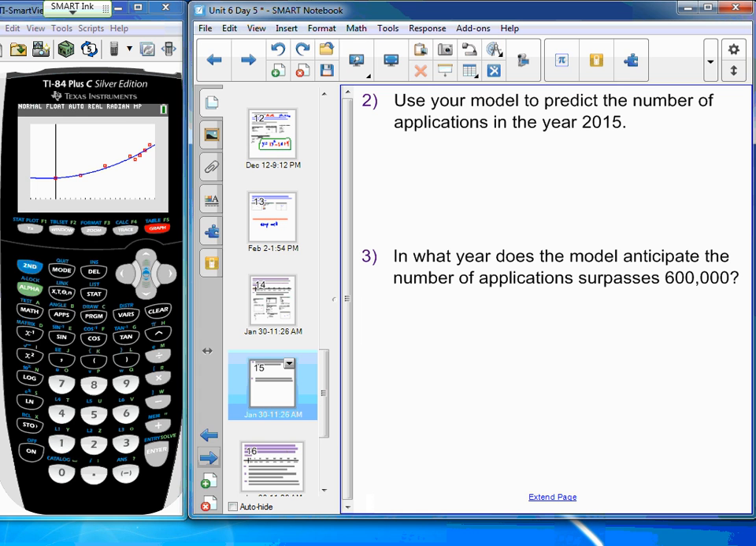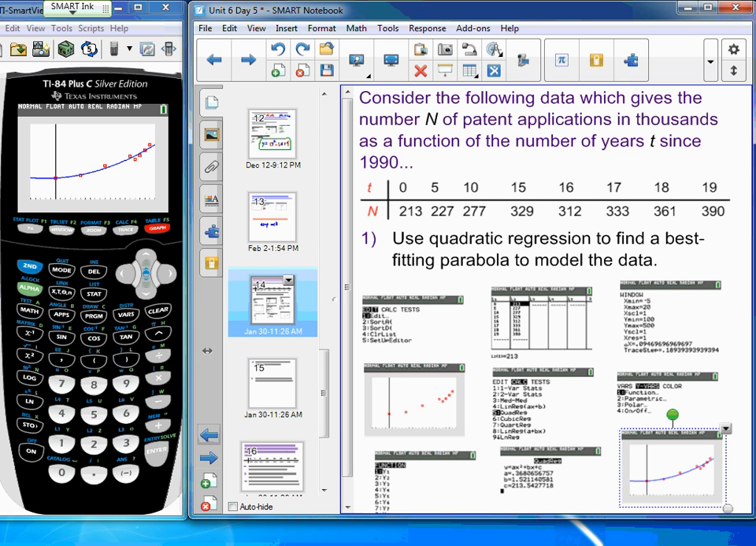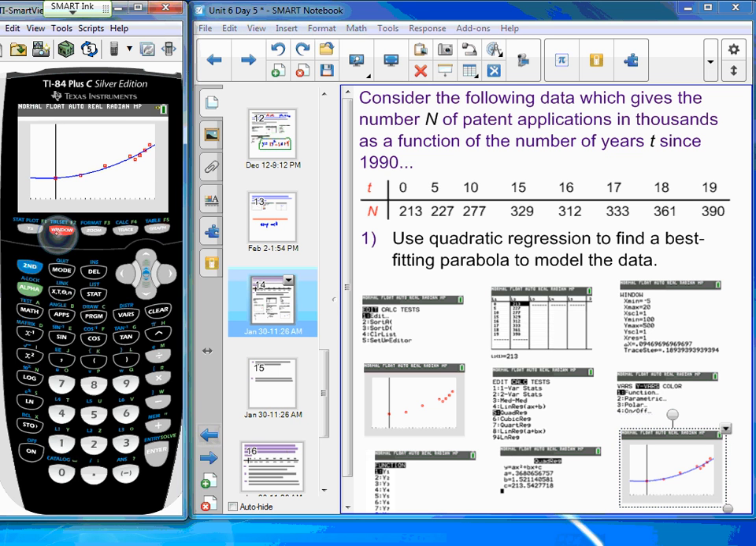Let's use our model to predict the number of applications in the year 2015. So let's go back to our years since. Our years since 1990, 2015 would be from 1990 to 2000 would be 10, to 2010 would be 20, to 2015 would be 25, is that right, 25? Right now my window is only going to 20, so I better make my window 30.